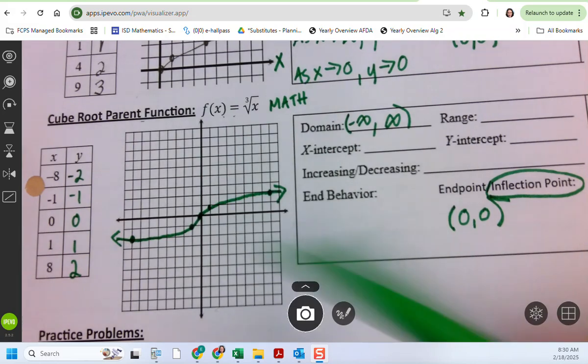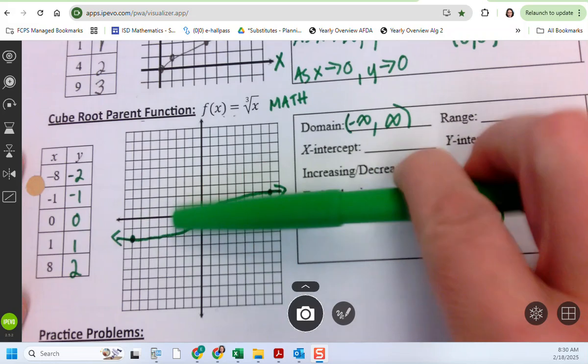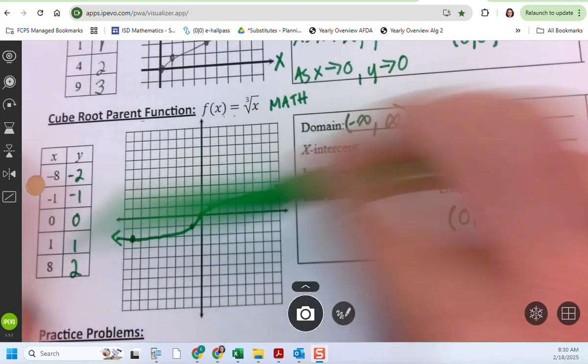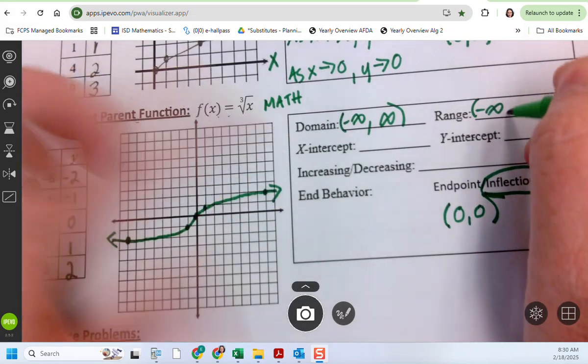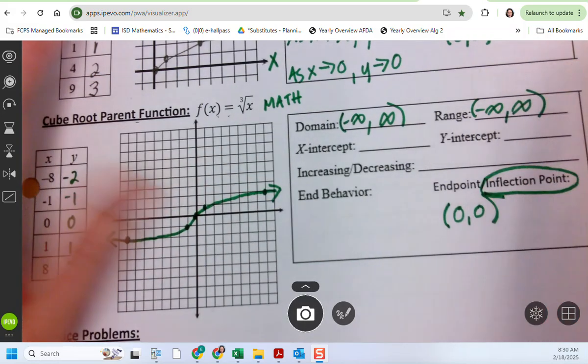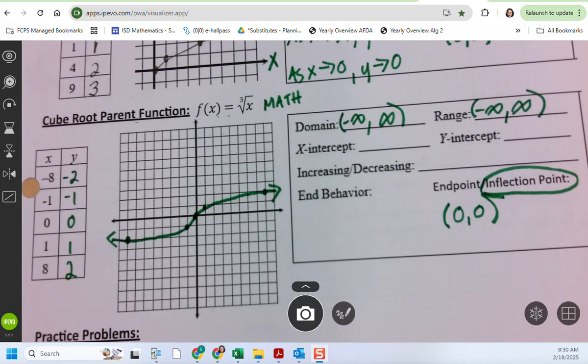Your range is trickier because it kind of looks like it levels off, but it doesn't. This one is still going downwards to negative infinity. And then this one is going up to positive infinity. And it's tricky to see that on your cube root function, but it's true.